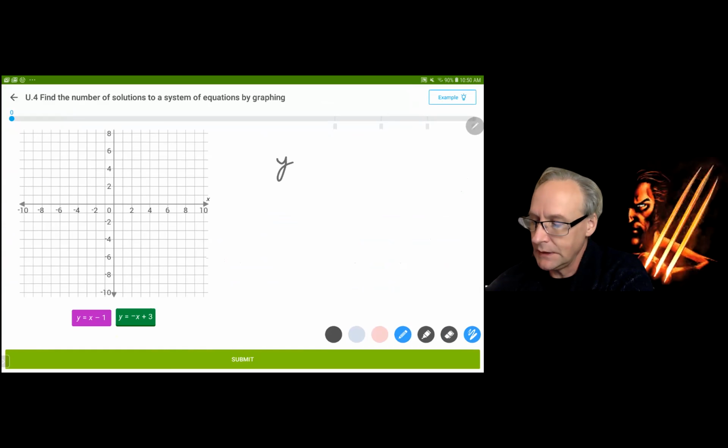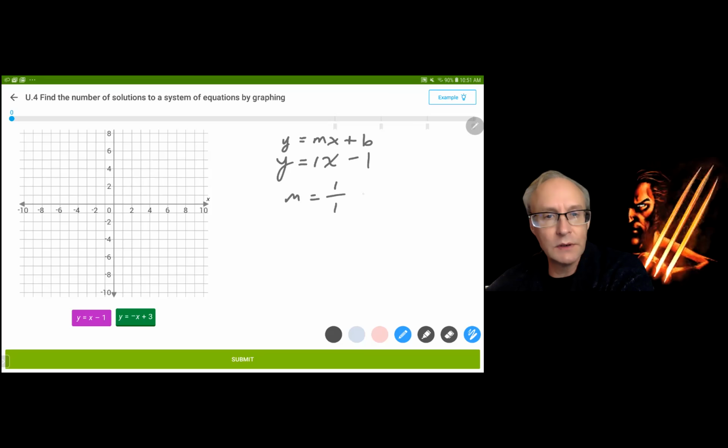I'm going to do the magenta or the purple one, y equals x minus 1, and a couple of things are going on. First of all, there is a number in front of x. It's called a coefficient, and it is 1. And remember that we're looking at y equals mx plus b, where m is the slope. So the slope is 1 over 1, or negative 1 over negative 1. And the b value is negative 1, because you see how it says plus b. Well, that's the same as plus a negative 1. So b is equal to negative 1.